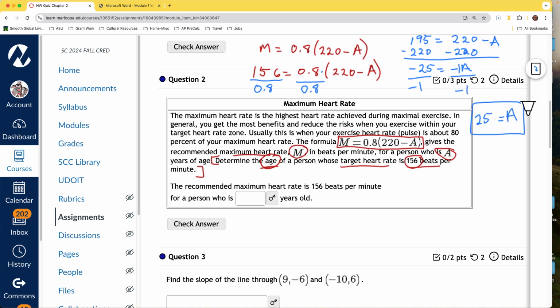Just get in that habit of reading the last sentence first so you know what they're asking, and that typically will help you go through it.